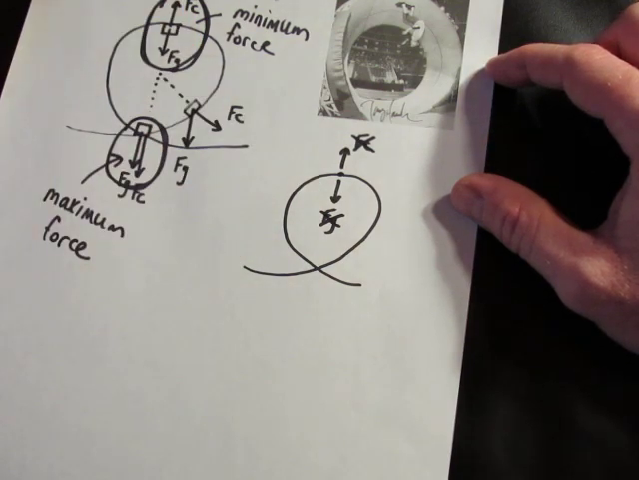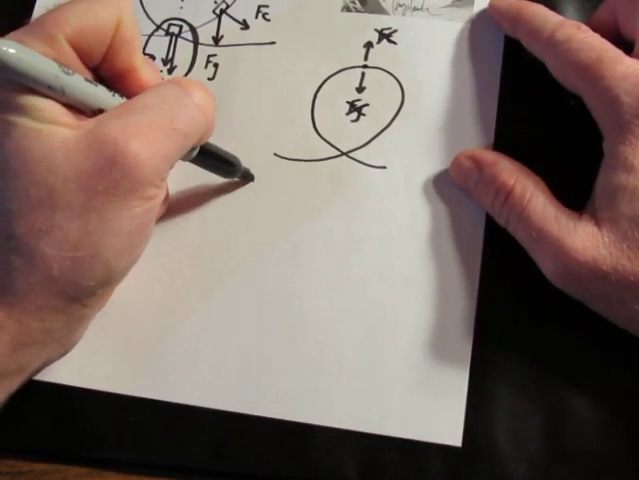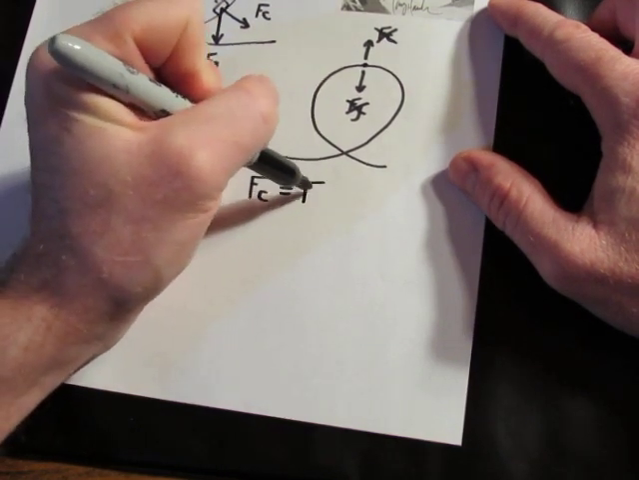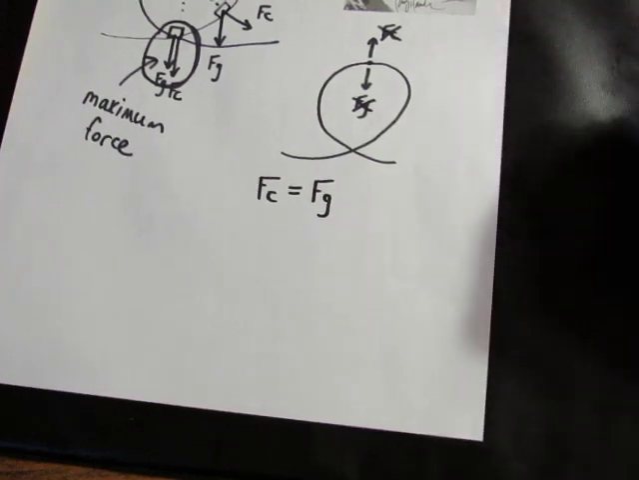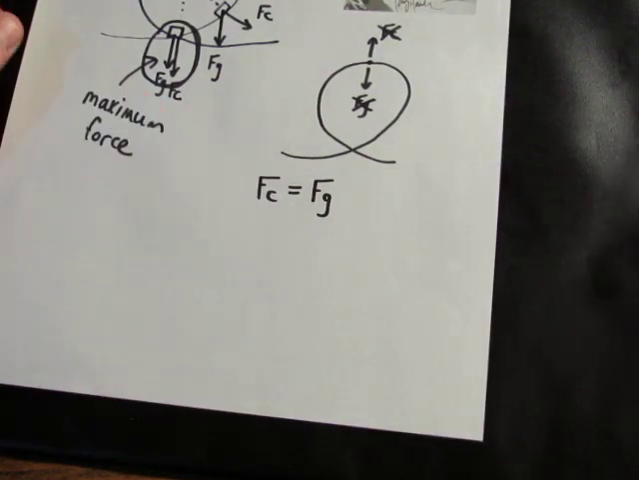And hopefully you'll have more speed. If you have more speed, you'll have a greater centripetal force up, and that would actually press you into the inside of the track. But what if you had the absolute minimum? In other words, what if the centripetal force was exactly equal to the force of gravity and not greater than? We tend not to use greater than or less than signs in physics.